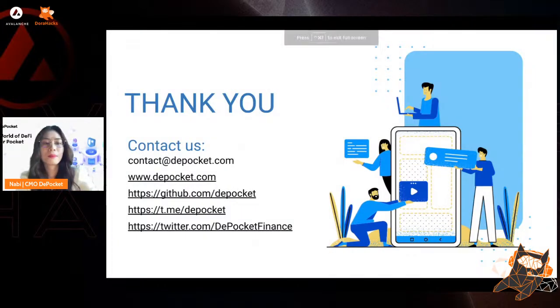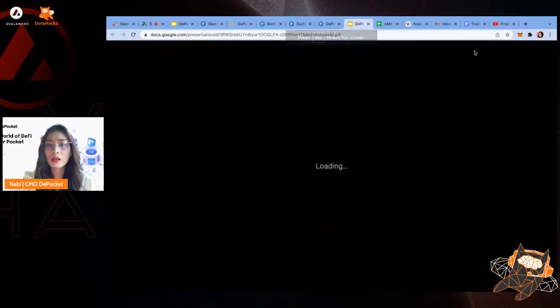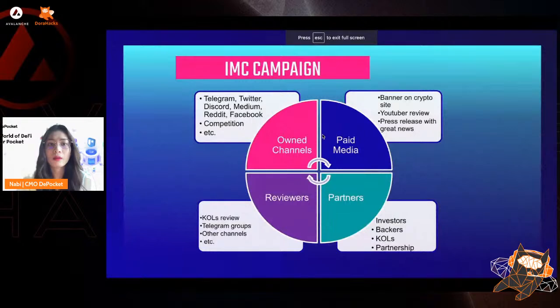But I think I will share one key slide about the marketing plan. Our marketing plan and budgets will follow the roadmap laid out in the IMC campaign. We will allocate resources to specific milestones achieved, and we have owned channels, paid media, partners, and reviews. I believe that these channels support each other.